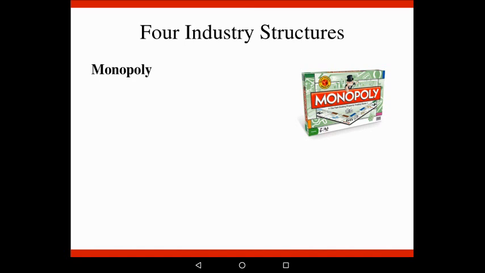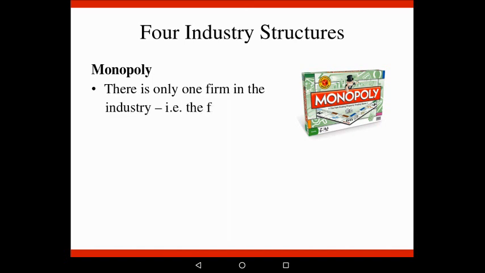Okay, so first we have monopoly. Maybe some of you have played the game Monopoly. What's the goal of that game? Of course, it's to become the one kingpin, right? The only one left who's basically got all the hotels and has bought everyone else out, bankrupted everyone else. Okay, so in a similar way, in a monopoly, there's only one firm in the industry. The firm is the industry.